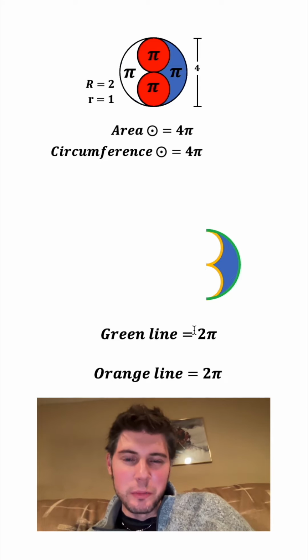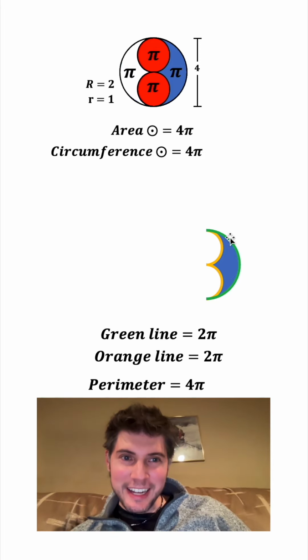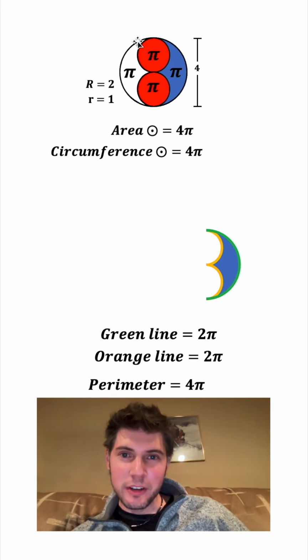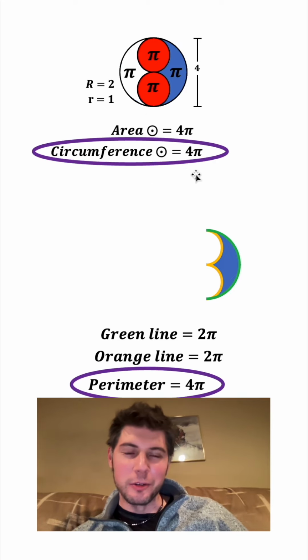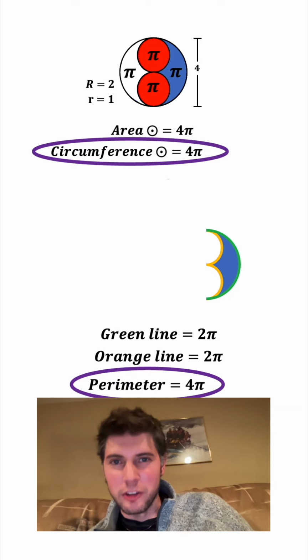And since they're both 2 pi, that means that the perimeter of the entire figure is exactly 4 pi. And that is the exact same thing as the circumference of our larger circle. They're both equal to 4 pi. So the perimeter of this is the same as the perimeter of the large circle.